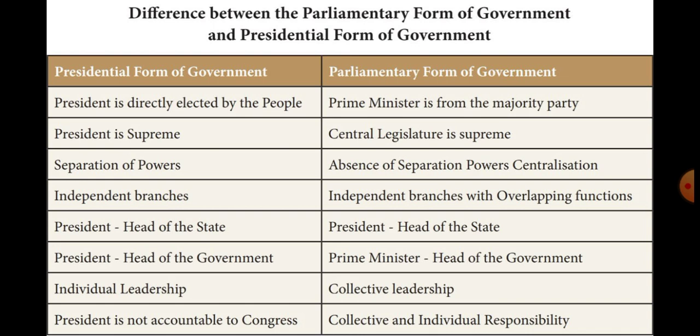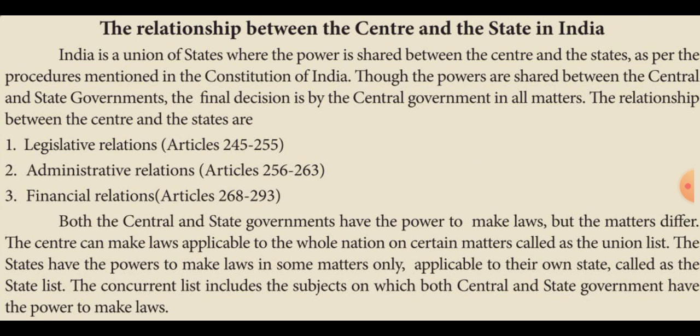Then the president is not accountable to Congress, but in the parliamentary form of government, it has collective and individual responsibility. These are the differences between the parliamentary form of government and the presidential form of government. This is one of the 5-mark questions, so you have to learn it well.